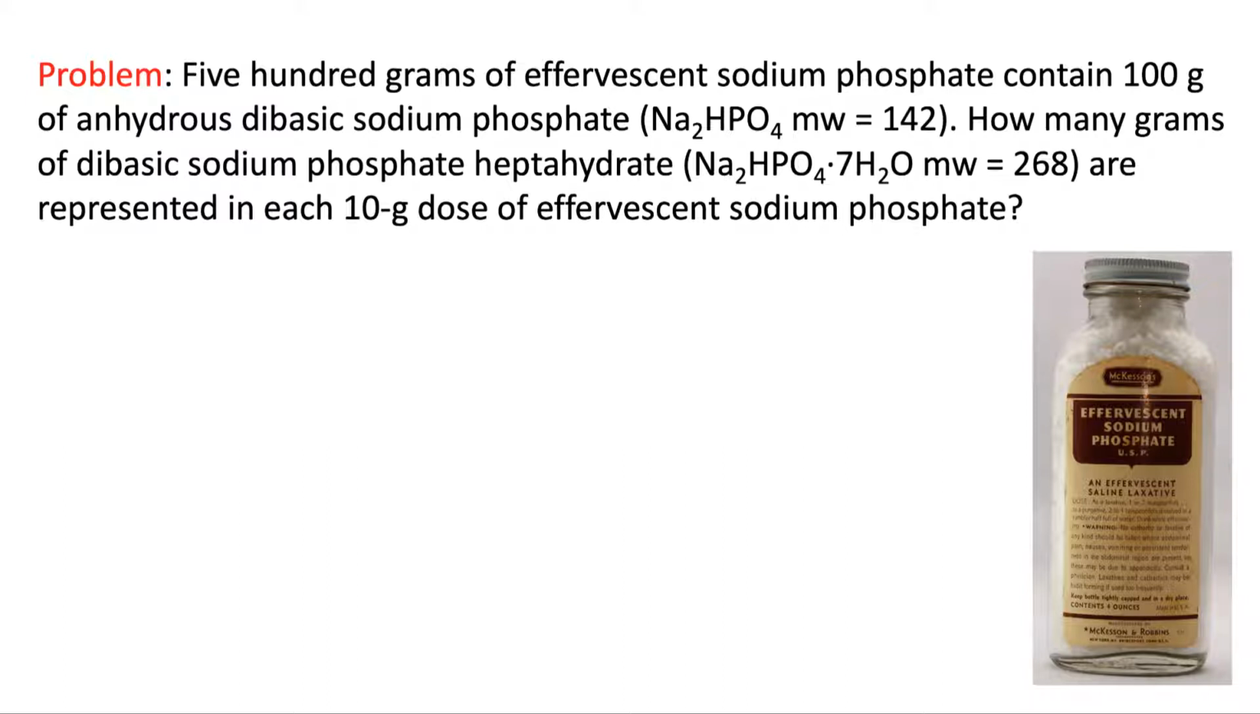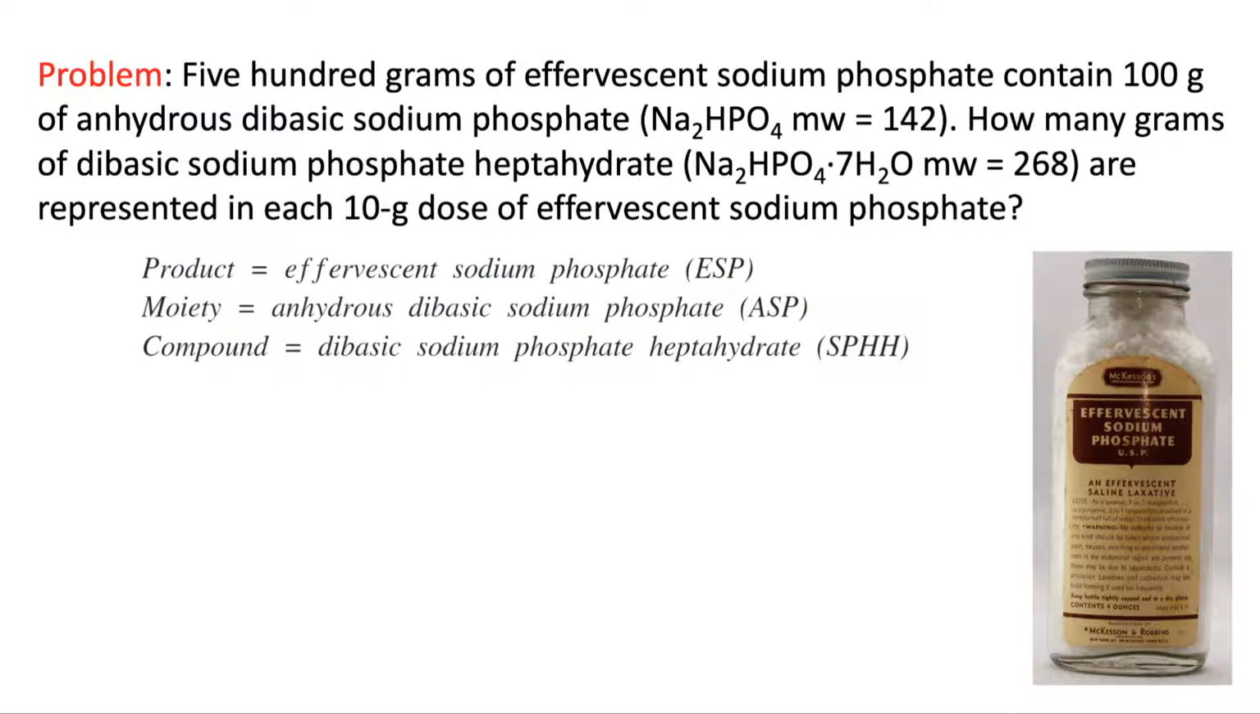Wow, that does seem confusing. We've got three things going on, three names. We've got two molecular weights, different structures. And so where do we start? We start by labeling the names of each of our specific chemicals or compounds.